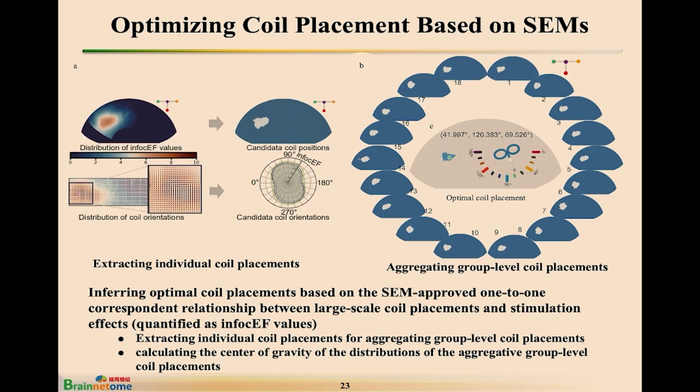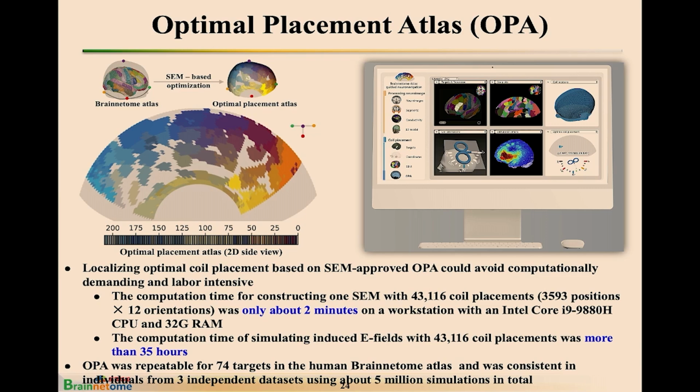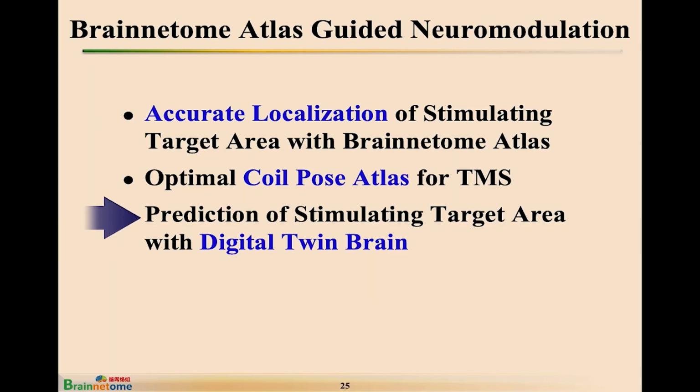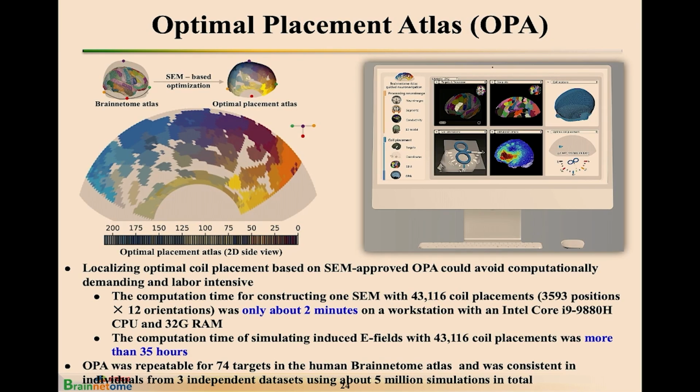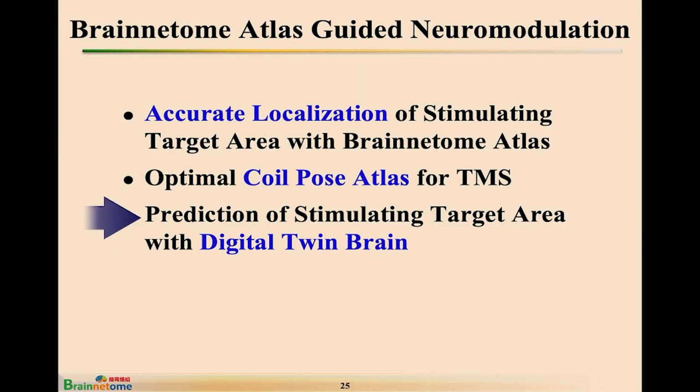So here I just show you this one. We call this kind of atlas the optimal placement atlas. In fact, we have 246 different parts, and for each part, we can tell you the angle at which you should put your coil. So this is the second part, and also a very difficult question we needed to address.